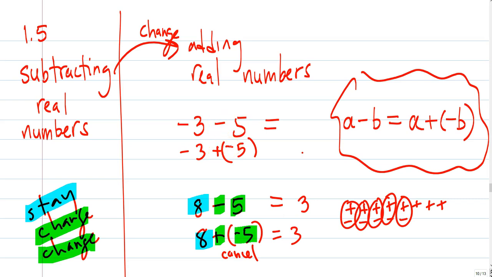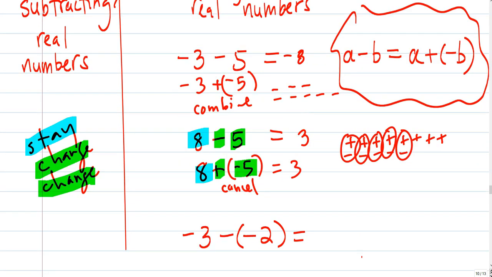Well, negative 3 plus negative 5, that's a piece of cake. We did that in the previous section. That's basically 3 negatives, 5 more negatives. These don't cancel this time. They combine to give me what? 8 negatives. So for our next example, we have negative 3 minus negative 2.